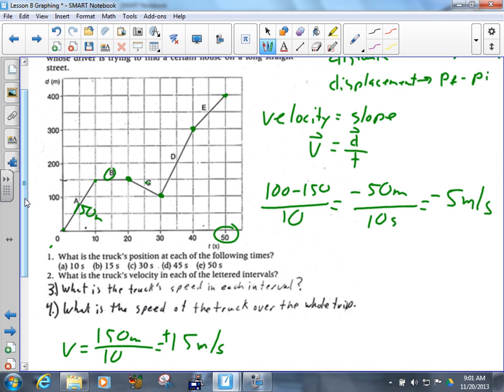So this section here is 150 meters. This section is 0. This section is 50 meters. This section is 200 meters. And this section is 100 meters. So we'll have 200, 400, 500 meters in 50 seconds. The average speed is 10 meters per second. Is any of that math really difficult?